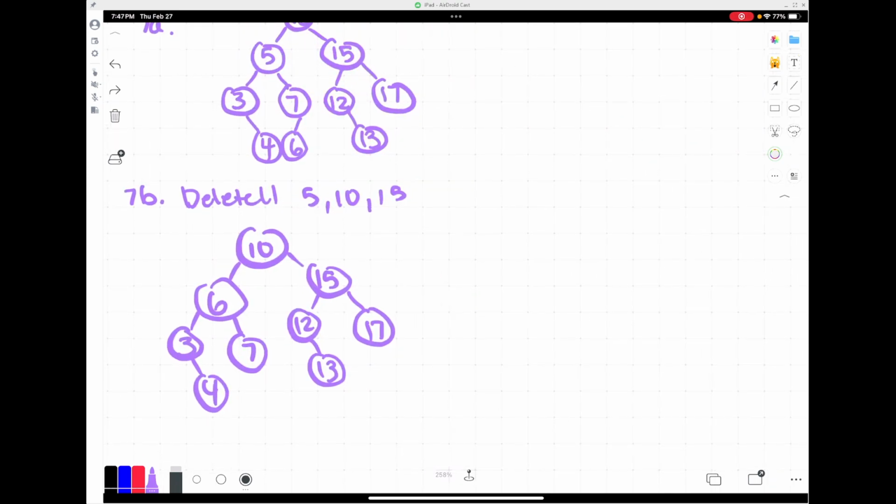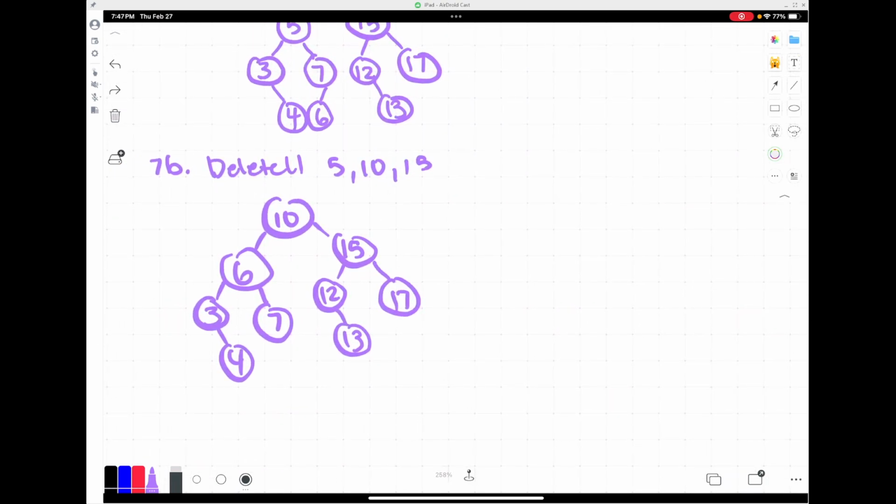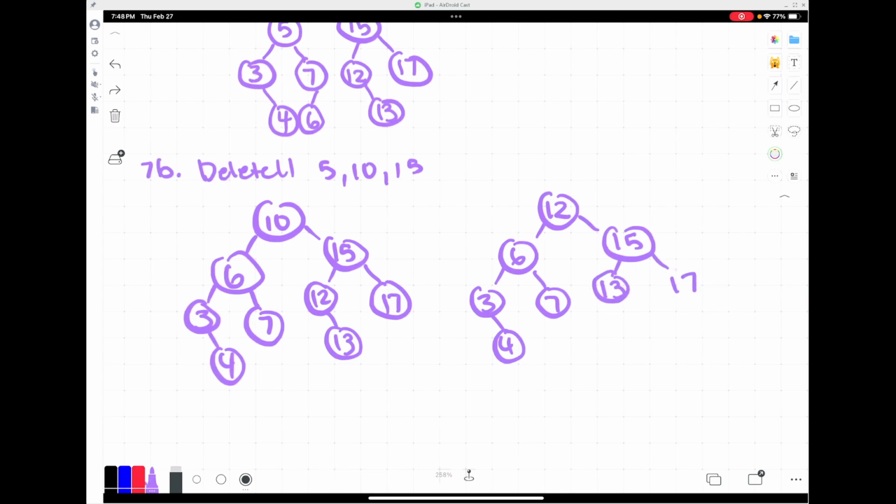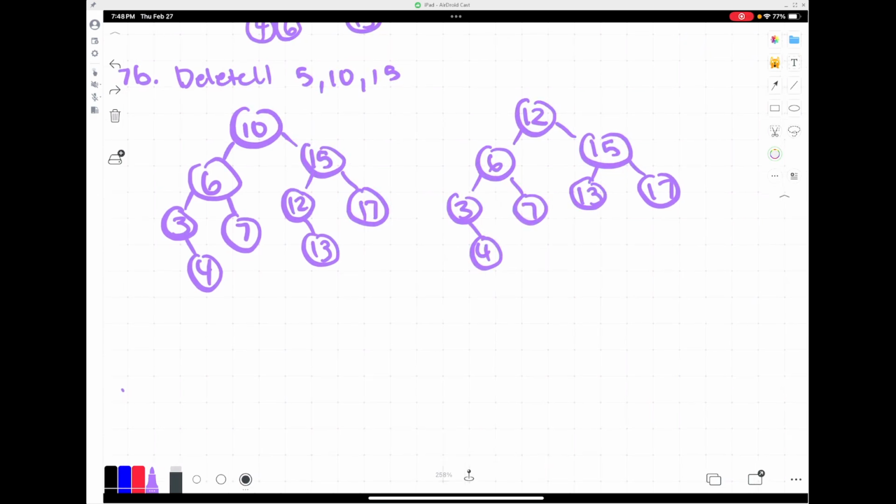Okay, so now we want to delete the 10. So same thing with this. We're going to look at 10, and to the right of it, what's the smallest number? It's 12. So we will do 12, and then everything on the left stays the same. 15, and then since we deleted 12, it's going to be 13. Pretty simple, right? So last but not least, we'll delete 15.